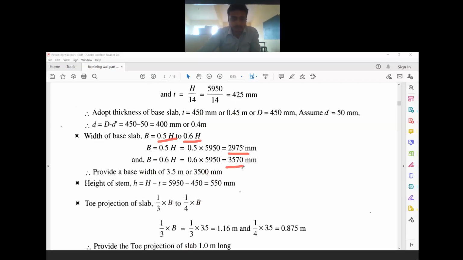So I can select any value in between 2.975 meter to 3.570 meter. So I shall choose 3.5 meters. Okay. It should be in between these two values. ಈ ಎರಡು ವ್ಯಾಲ್ಯೂ ಮಧ್ಯದಲ್ಲಿರುತ್ತೆ. So 3.5 meter I have chosen.